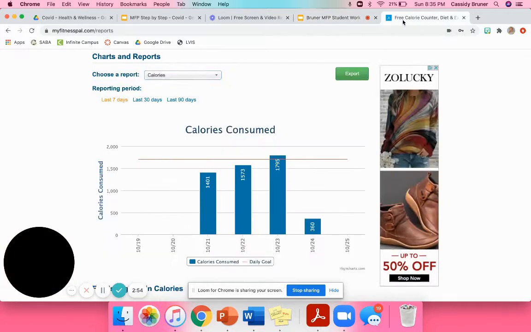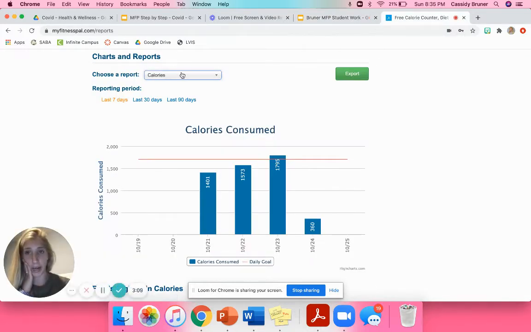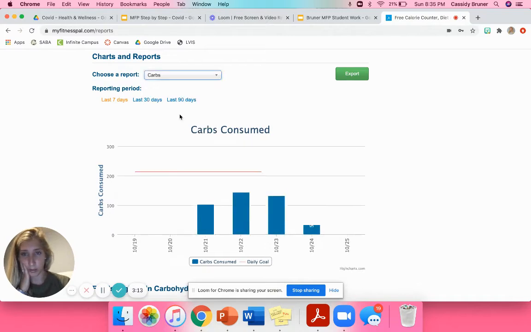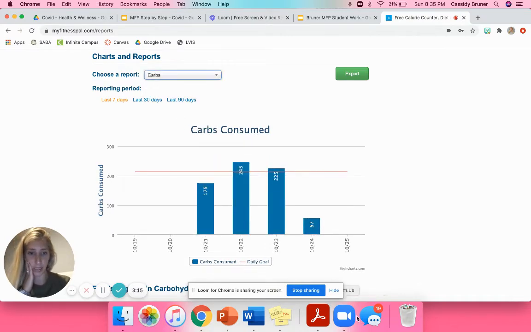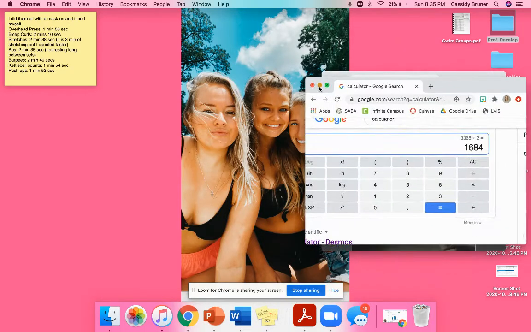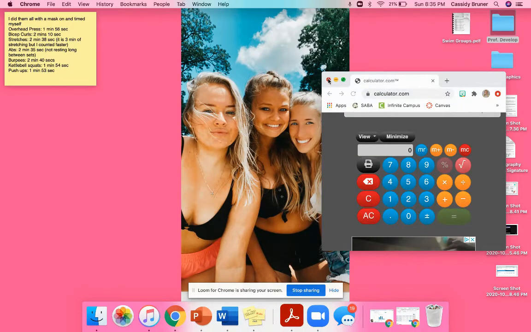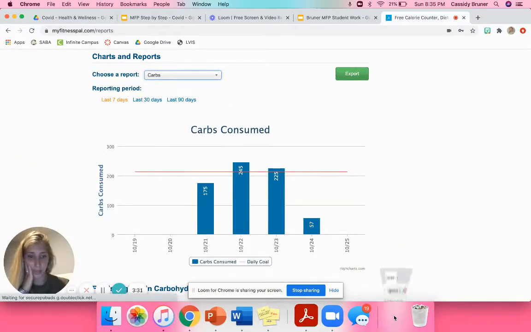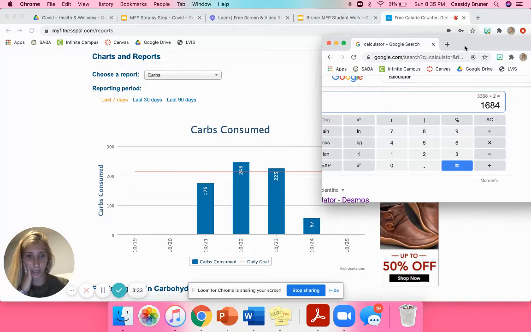Next one, I'm going to do carbohydrates. So I'll go back to this chart and report. I'll scroll to carbs and I'll do the same thing. I'm going to take the average of both of my days. So wherever I did put that calculator at. There we go. So I'm going to bring that up. Okay. And let's do the average.